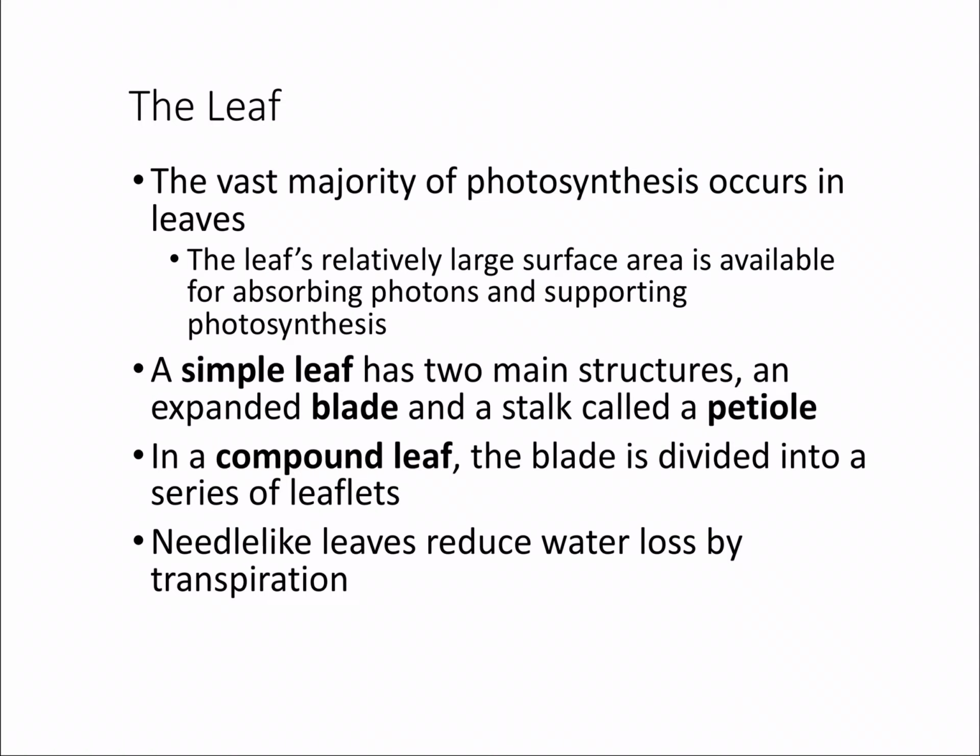So it's going to be a compound leaf, but still considered one leaf. We're going to look later at needle-like leaves that actually reduce water loss by transpiration. So these needle-like leaves still do photosynthesis. They just don't have as large a platform for it, because they're going to be in areas where there's not a whole lot of sunlight anyway. So the trade-off there is going to be less photosynthesis but better retention of water.